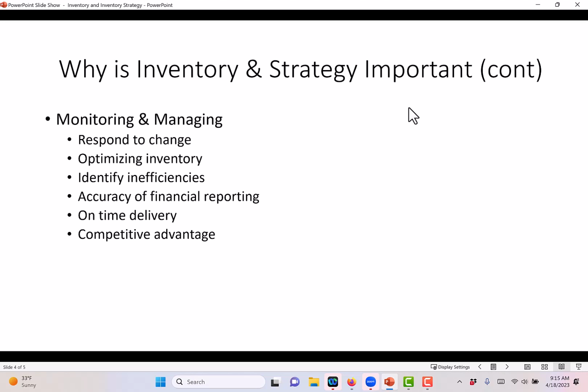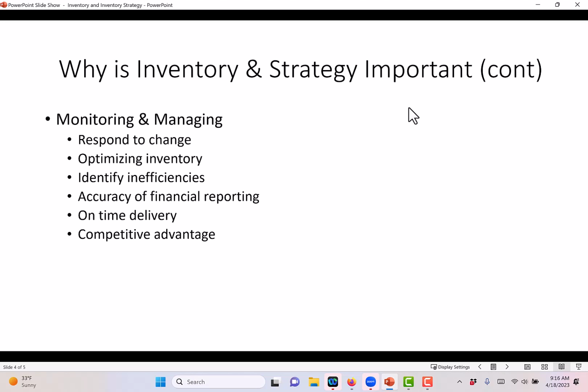Monitoring and managing enables businesses to respond to changes in demand, preventing stockouts on one side or overstocking on the other. Effective inventory management can reduce the cost of holding inventory by optimizing the inventory level, getting it to the right place, and thereby reducing waste. It helps businesses identify inefficiencies so we can improve operations and reduce costs, making sure everything's moving smoothly. We can also increase the accuracy of financial reporting, therefore less risk of errors, financial losses, or surprises when year end comes.